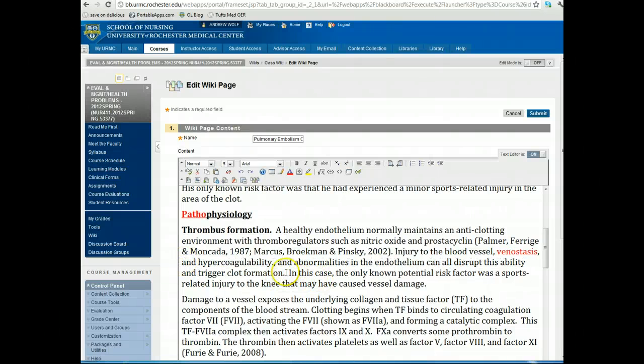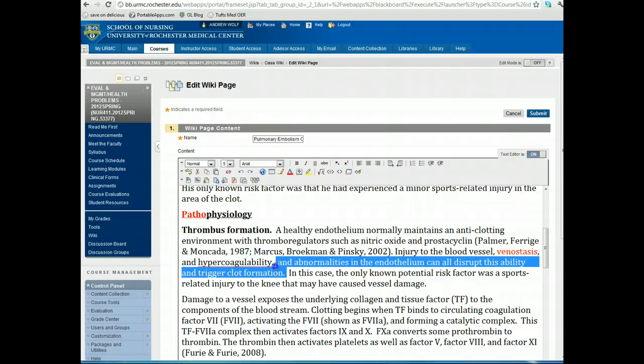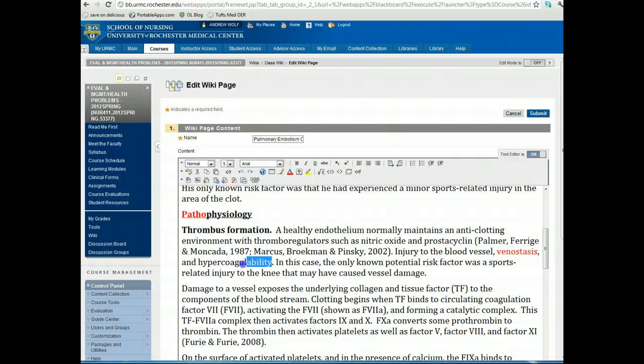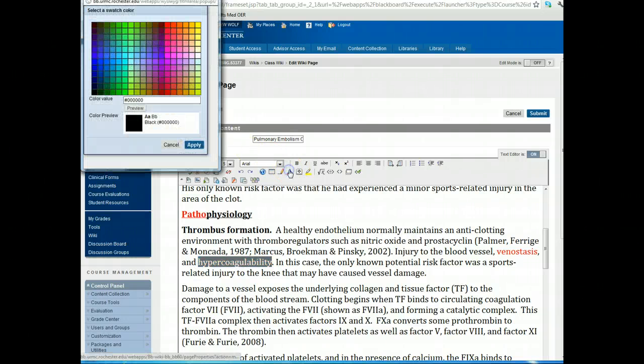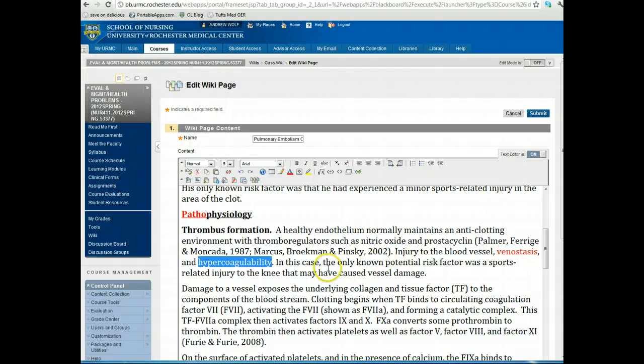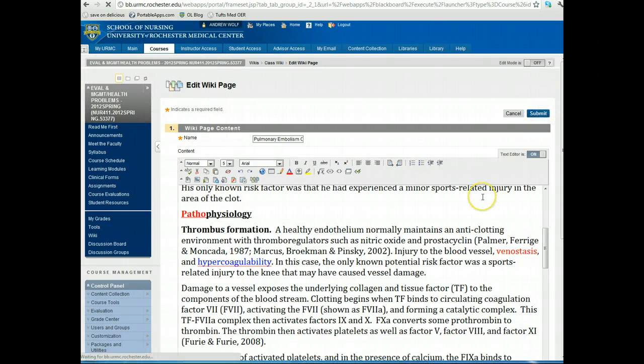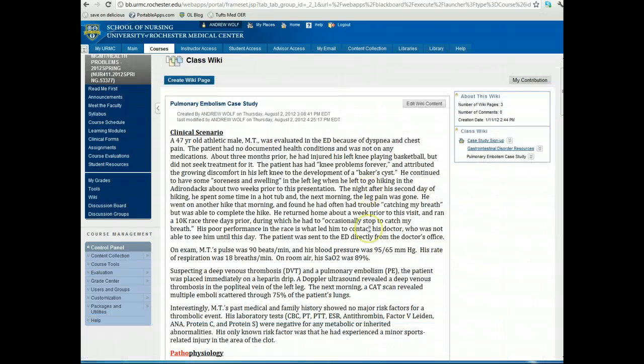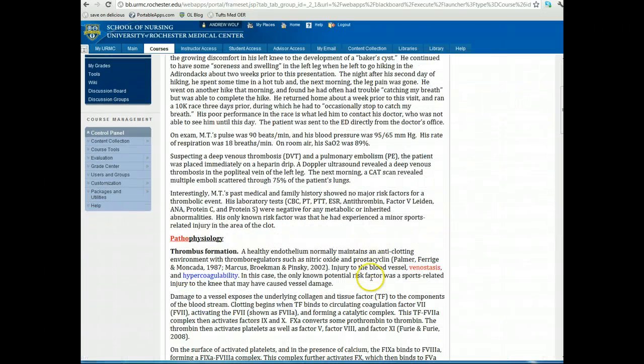So I don't want to bring up this messy stuff about abnormalities in the endothelium. So those are the changes that I made. And we'll make that in blue so you can see. So there you go. You can see the original text. You can see the changes that student number 1 made in red, and you can see the changes that student number 2 made in blue.